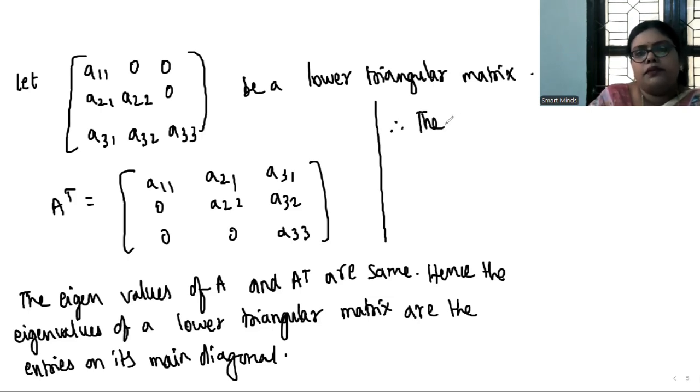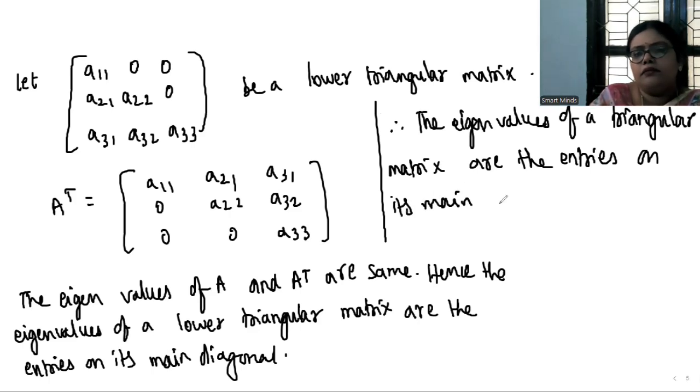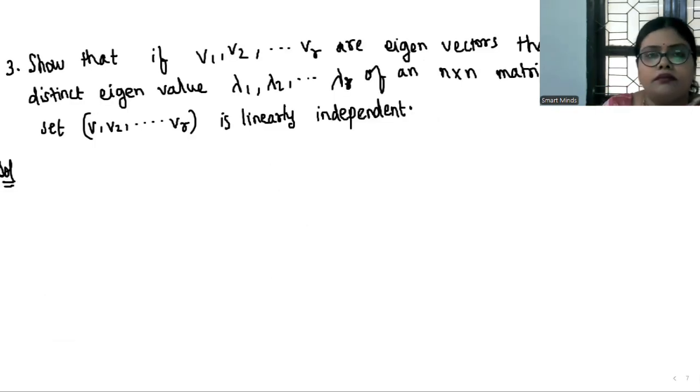Therefore, the eigenvalues of a triangular matrix are the entries on its main diagonal. This is what we had to prove. Okay. Take the next question. This is also very important.